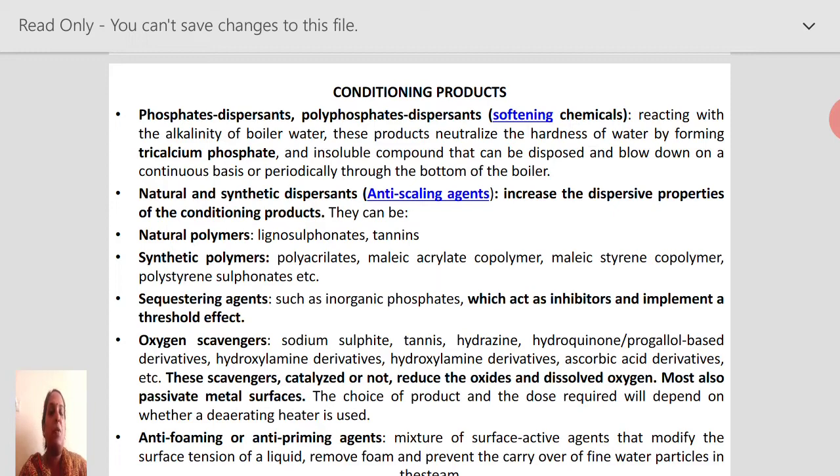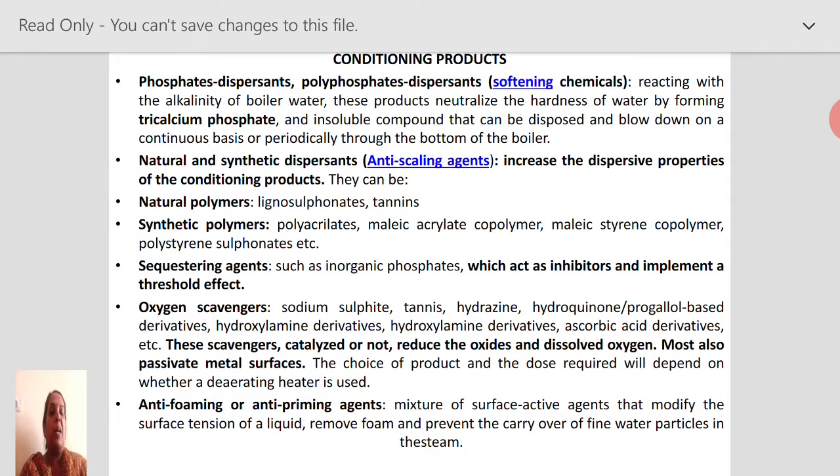Here are the other conditioning products. One is phosphate dispersants, polyphosphate dispersants, etc. When we add them to the water, they react with the alkalinity of the boiler water and form tricalcium phosphate, which can be precipitated and removed by blowdown operation. And we have other natural and synthetic dispersants like anti-scaling agents. These chemicals increase the dispersive properties of the conditioning products.